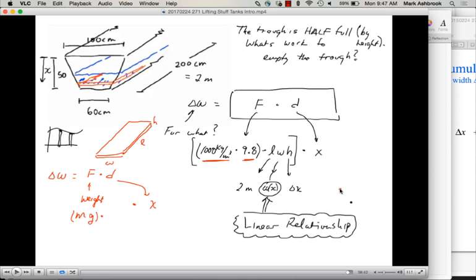So here's where we're going to have to make a function. This is where a function serves us well, because depending on x, we get a different width. That's exactly what a function is about. So now we want to come up with that. So what is that linear relationship?